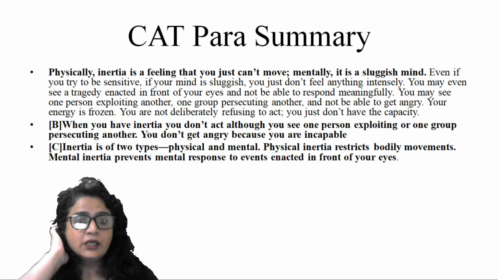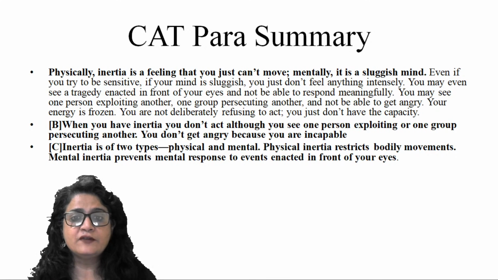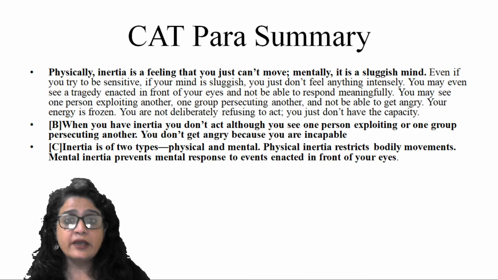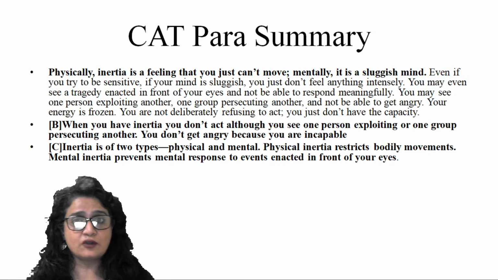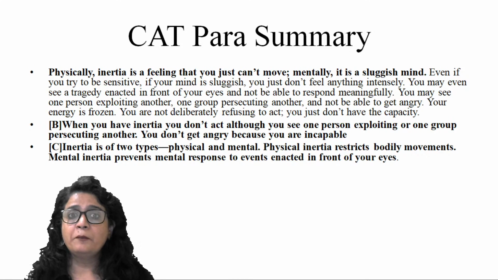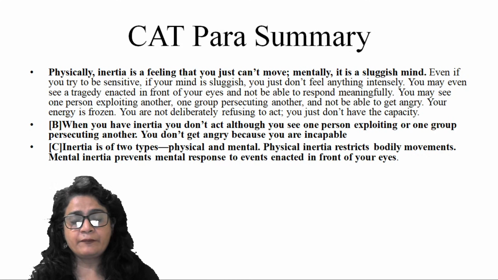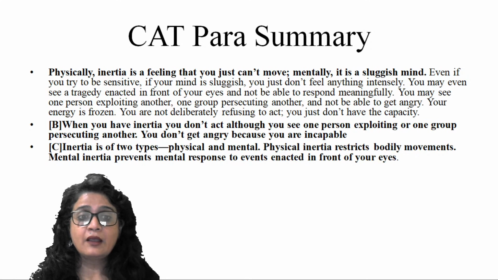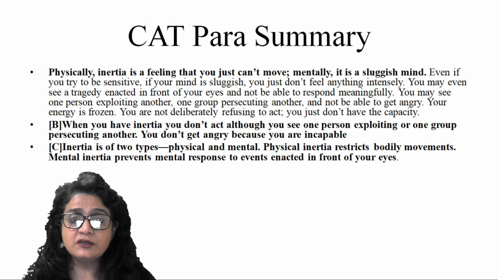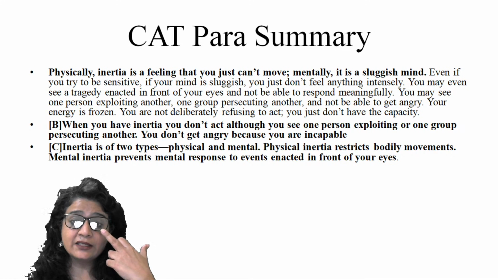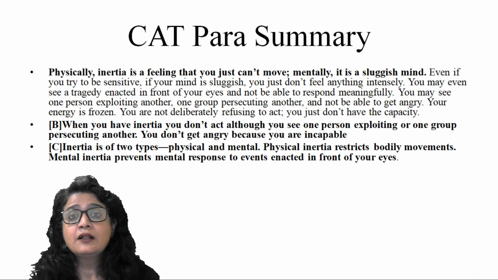Second option, inertia is of two types, physical and mental. Now this captures this first part. This option captures this first part. But why this is also wrong, let's see. Physical inertia restricts bodily movements. Mental inertia prevents mental responses to events enacted in front of your eyes.